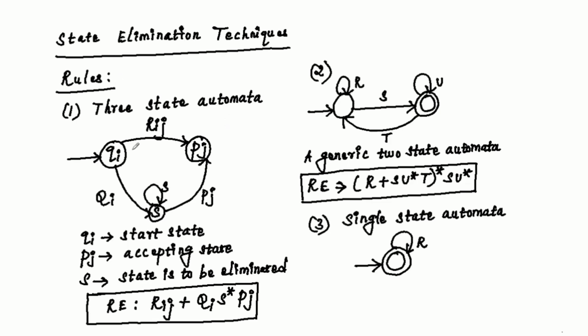Here, three types of models are used in the state elimination method, which are automata with 3 states, automata with 2 states, and automata with a single state. Coming to the first rule, automata with 3 states.